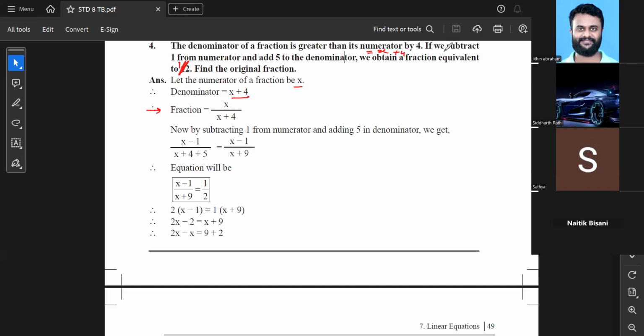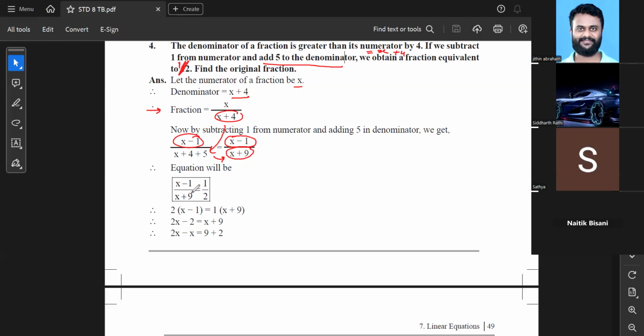Now, in the second statement, they have said if we subtract 1 from the numerator, that means the new numerator will be x minus 1. And add 5 to the denominator. The denominator was already x plus 4. Now, when you add 5 to it, it will become x plus 9. This is the new fraction. Now, this new fraction, which is x minus 1 upon x plus 9, is equal to 1 upon 2. That's the data. This is how you have formed the equation.